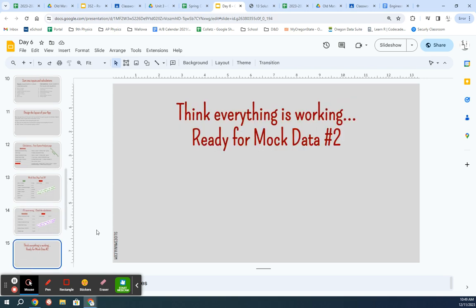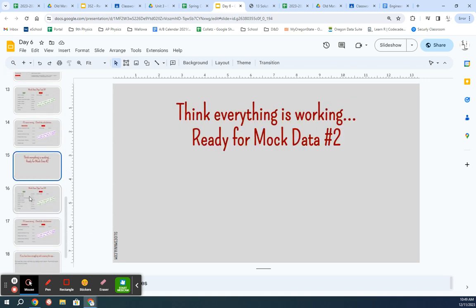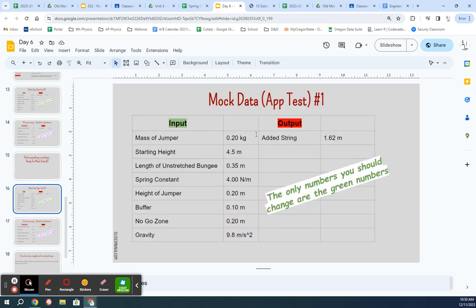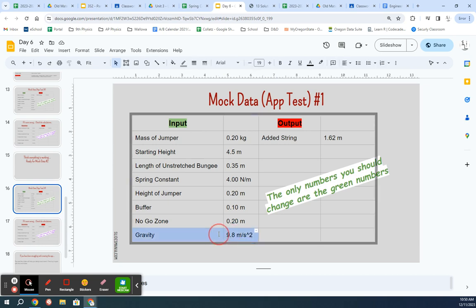again, you should be able to try some more mock data and double check, right? Again, the only thing you should change are the green values. If you have to change things in the red, you're doing it wrong. Those should automatically update and calculate for you. So here's a new massive jumper, new starting height, all of these values. Make sure that you guys are changing all of those inputs. Again, gravity did not change. I think the buffer and the no-go zone didn't change either. But make sure that you're updating all those values and check to see what the added string needs to be. And again, you should get 1.62 for your output.